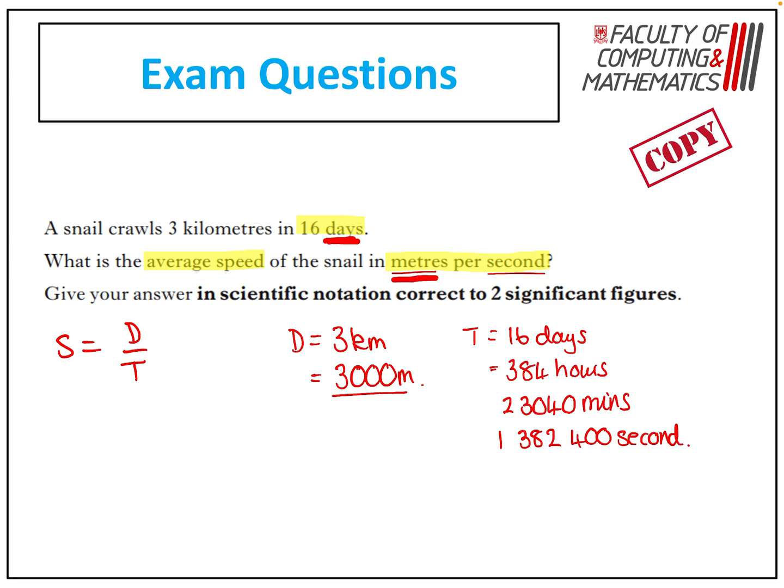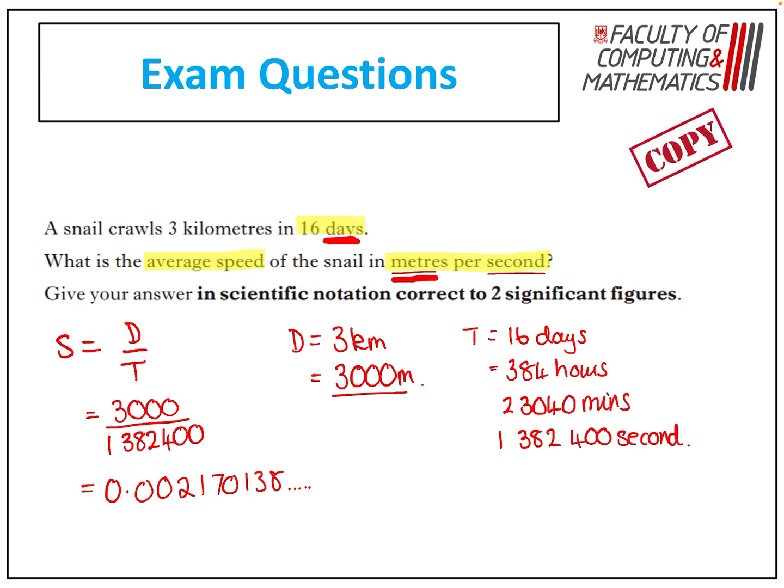Okay, so I will then put that into my formula that I started off with. Distance is 3,000 divided by the number of seconds, 1382400. And if I type that into my calculator here, I get an answer of 0.002170138. Do bear in mind that that number may continue on. It's just that your screen cuts off there.